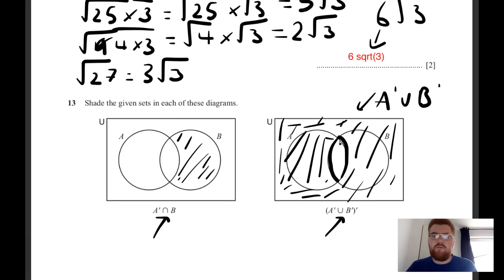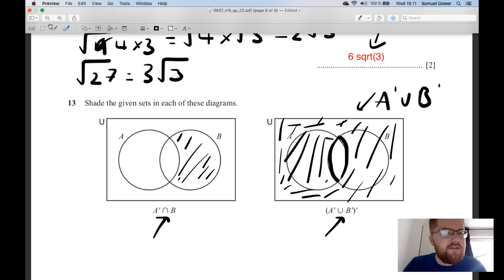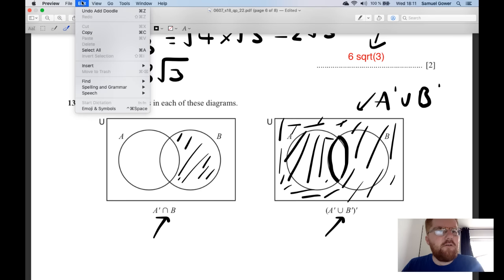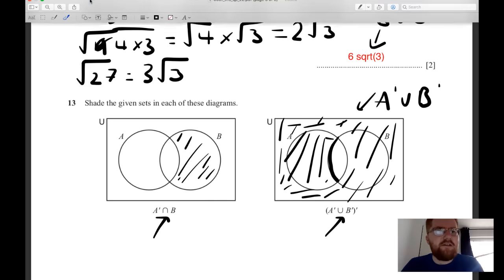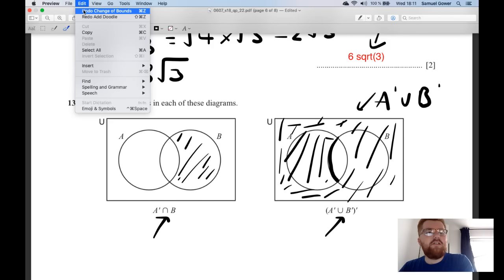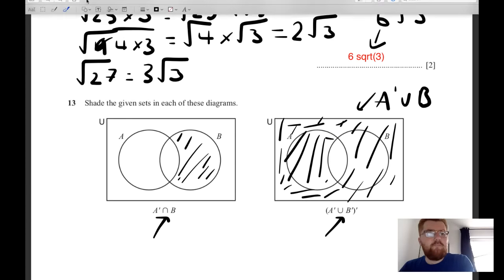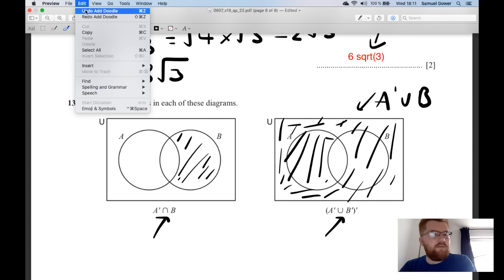So the actual answer will be, I'll need to try and find a rubber, so this is a new experience for me. Yeah, I've got a trackpad, that's nice to know. I don't know how I shade it in. Maybe I have to go to undo or something. Right, so if I just undo everything I just did, might take a bit of time. There's probably an easier way of doing this.